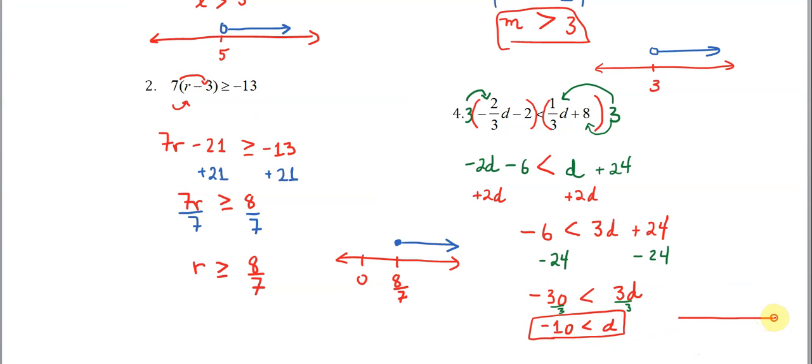All right, so then let's finish this problem by graphing. Negative 10 is like here. And it's a strict inequality, so we're going to go with an open circle. And the variable is greater than the number, so we're going to go towards the right. So there you have it, 4 examples of working with more complicated problems that involve fractions and variables on both sides of the inequality sign.